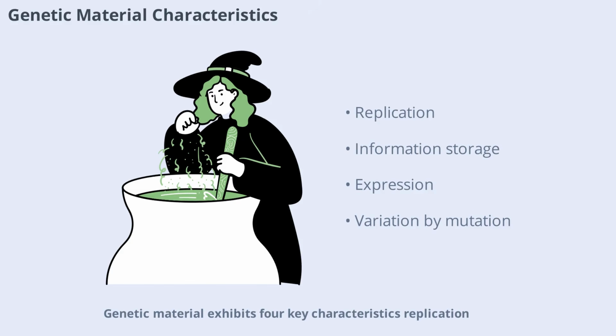Genetic material exhibits 4 key characteristics: replication, storage of information, expression of information, and variation by mutation. Replication allows DNA to faithfully copy itself, ensuring genetic continuity. Storage of information enables DNA to encode traits. Expression of information involves the flow of genetic instructions, and variation by mutation introduces diversity, driving evolution.